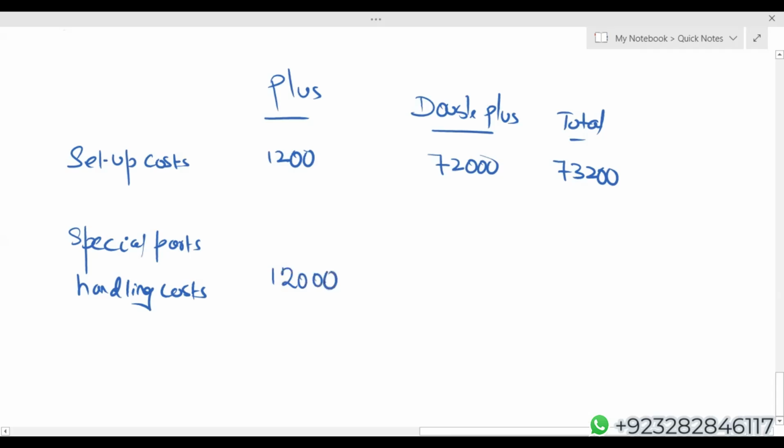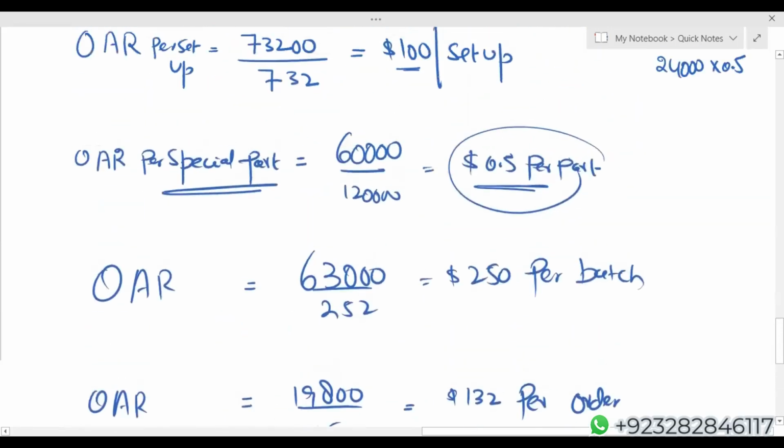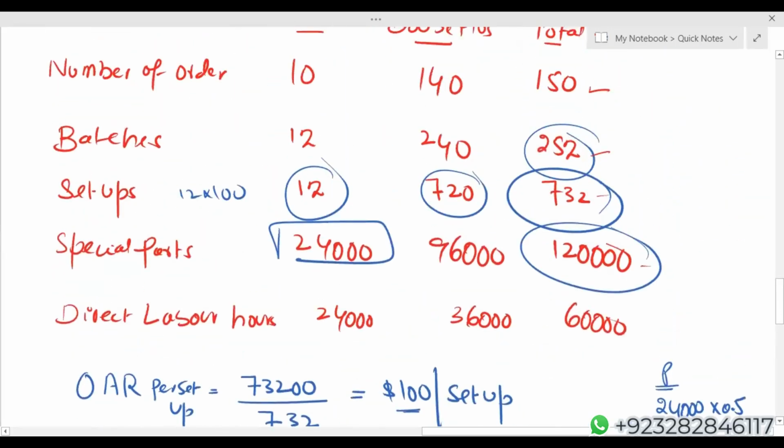And the total special parts handling cost is 60,000. So you can do this: 60 minus 12 for double plus, it is 48,000. Otherwise, we know that per part it is 0.5. Total number of parts for double plus, we have 96,000. So obviously 96,000 multiplied by 0.5 will give you 48,000.